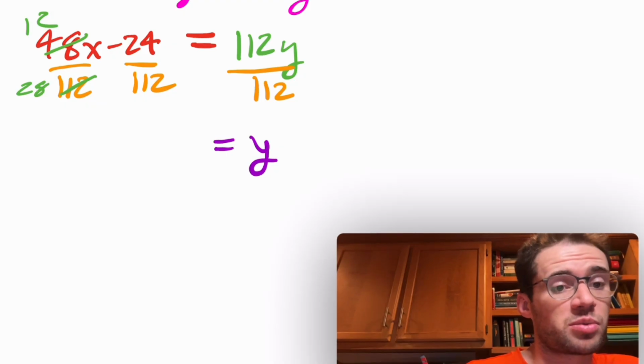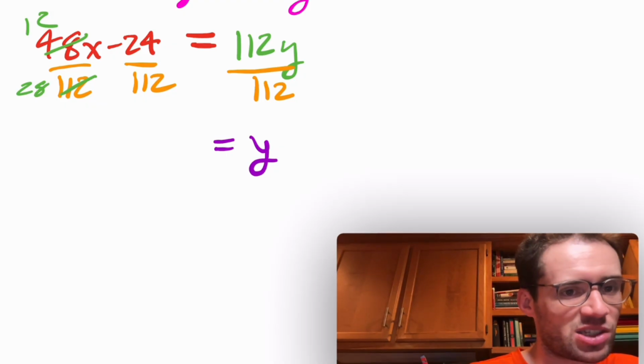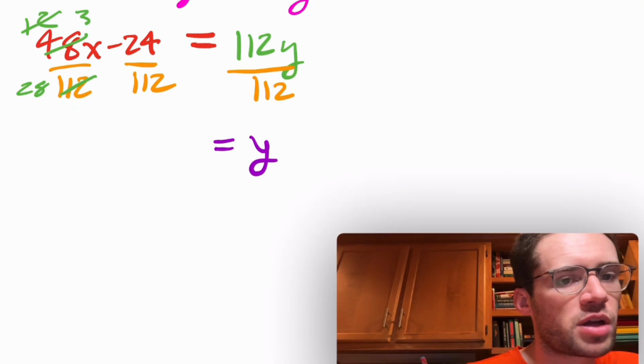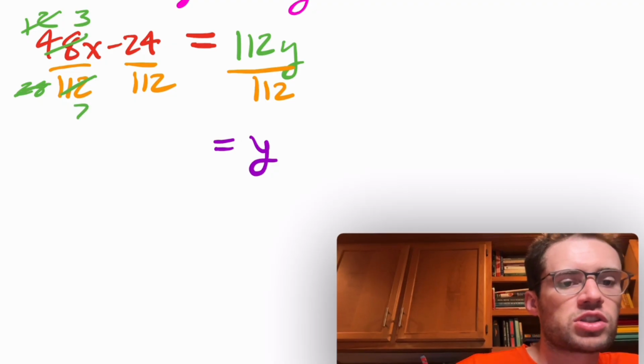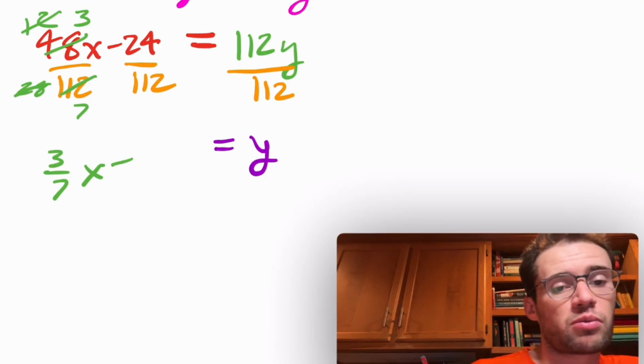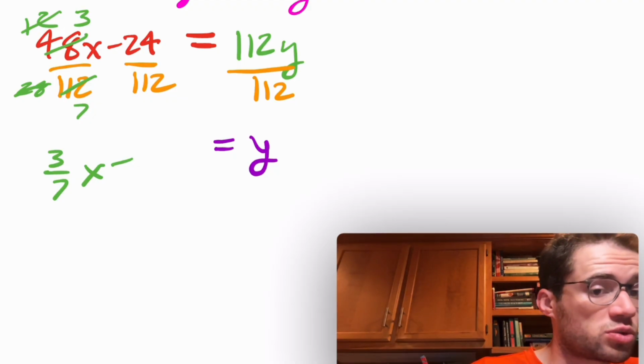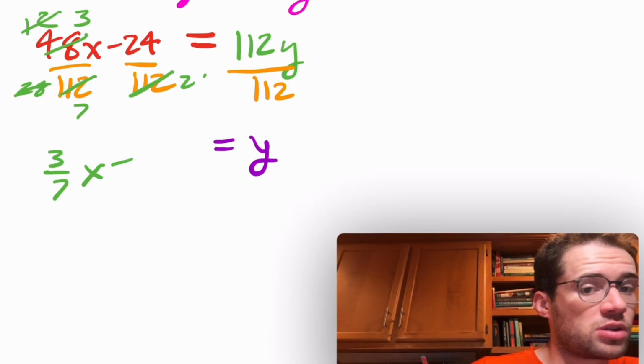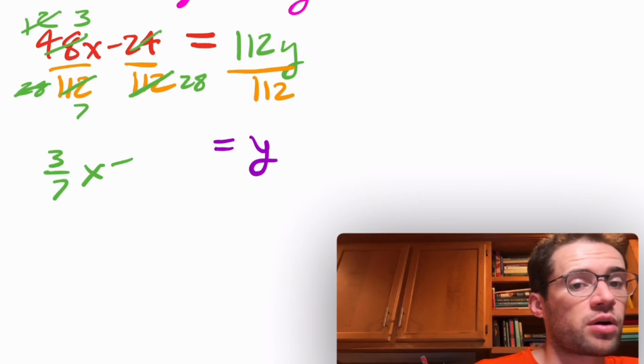So those are still both multiples of 4. I guess they're both multiples of 16 to start with. But 12 divided by 4 is 3. 28 divided by 4 is 7. So we can make this into 3/7 x minus, we just said 112 divided by 4 was 28. So this is going to be 28, and then 24 divided by 4 is 6.